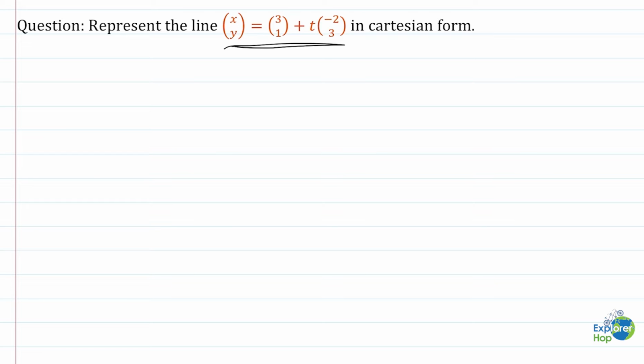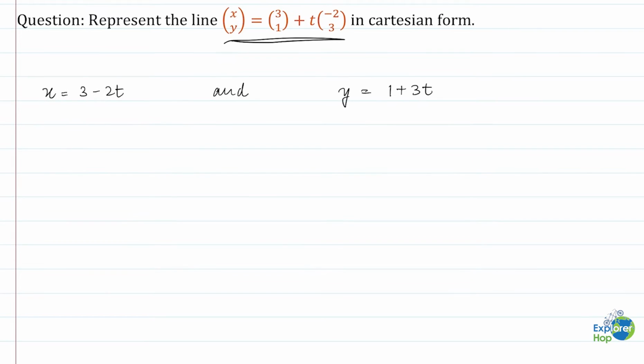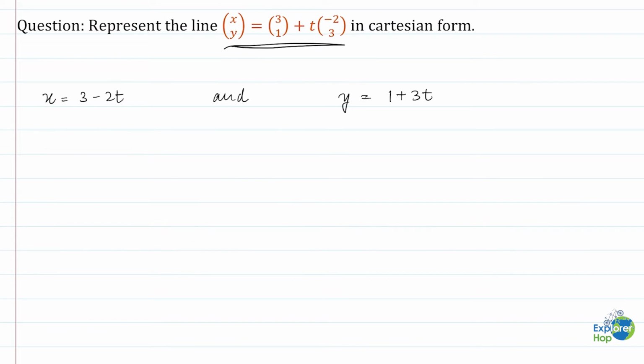So the very first step that we need to do is we'll write the equation in terms of the parameters. And so x would be equal to 3 minus 2t and y would be equal to 1 plus 3t. So now we have two different equations in terms of x and t and y and t. And now what we'll do is we will use either of the equations and we will try to find t in terms of the other variable.